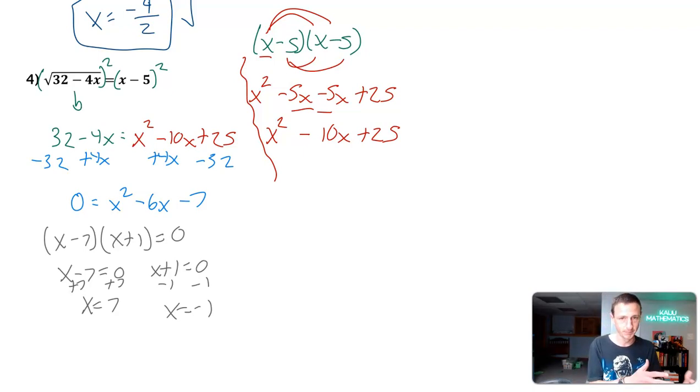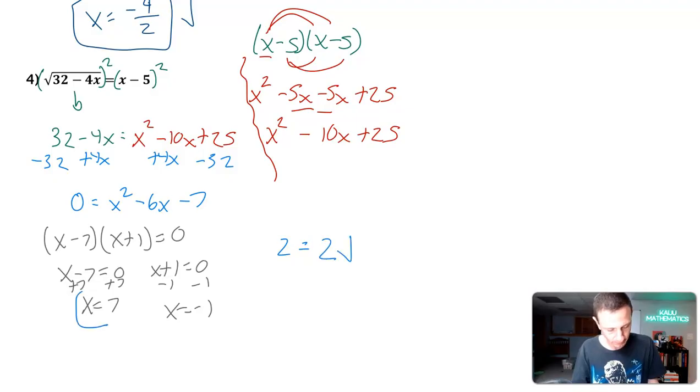I'm not saying that both of these are going to work, or one of them's not going to work, who knows, but definitely check to see. So I'm going to just do this in my calculator here. 32 minus 4 times 7, so I'm checking 7. That's the square root of 4, which is 2, equals 7 minus 5 is 2. So the first one checks out.